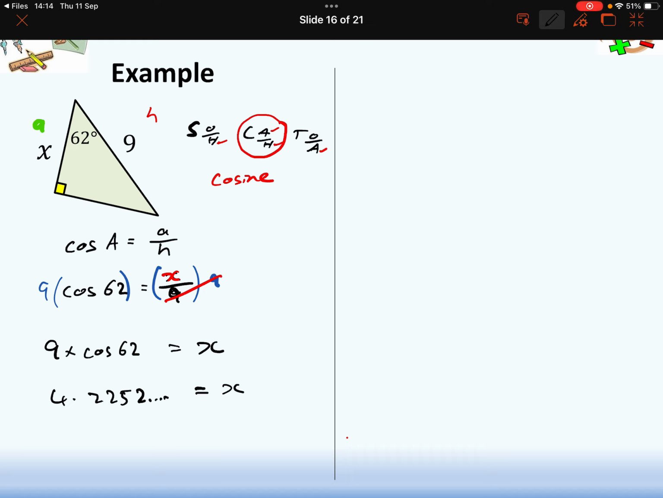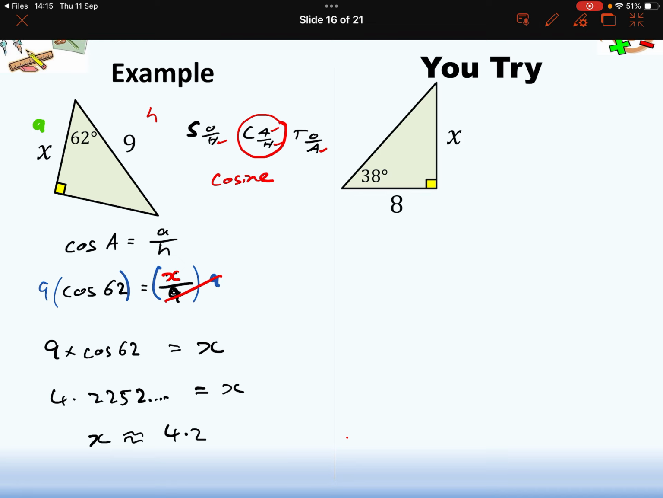Now my question says 1 decimal place, so I'm just going to round it. So x is approximately equal, that's what those squiggly lines mean. It's a rounded answer. 1 decimal place will be 4.2. Now there's no units given in the question, so I don't need to put units. So pause the video for a second and try that one yourself.